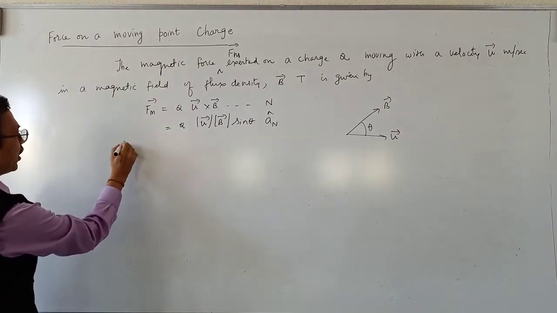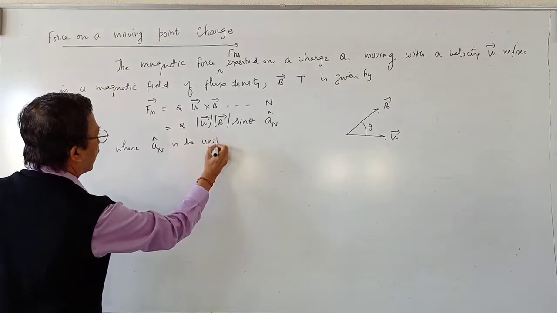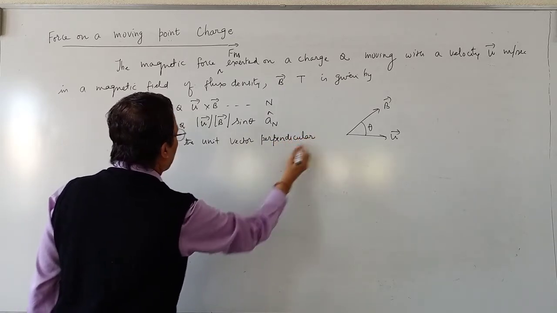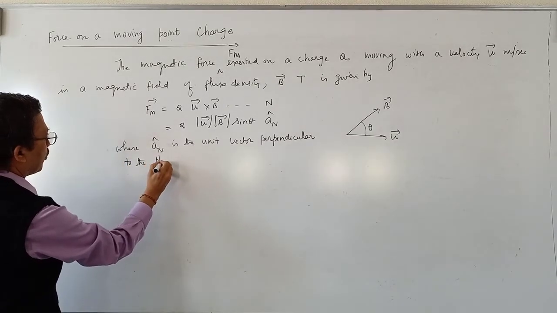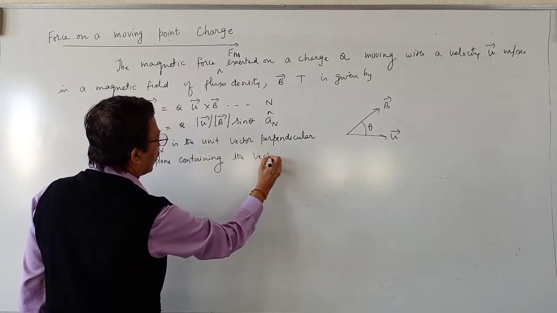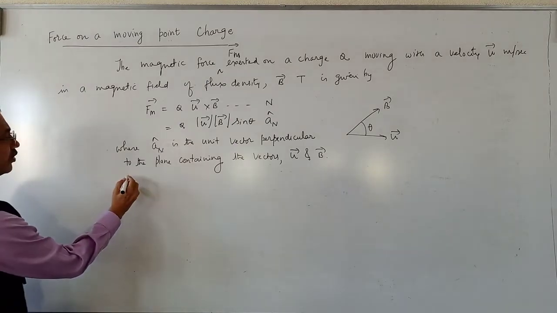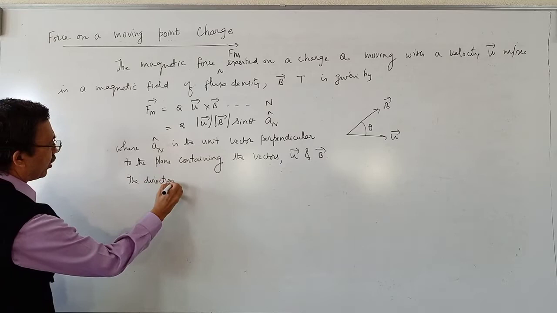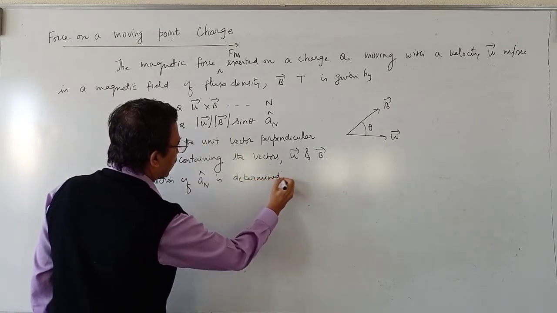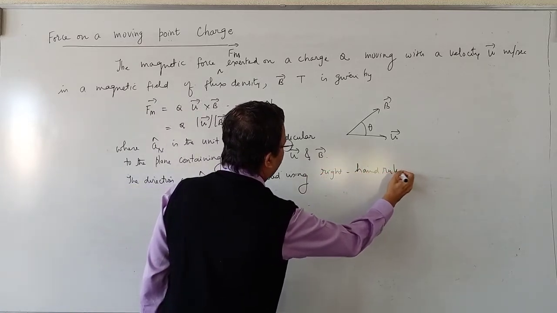Where a n cap is the unit vector perpendicular to the plane containing the vectors u and B. Its direction, a n cap, is determined using right hand rule. What is right hand rule?